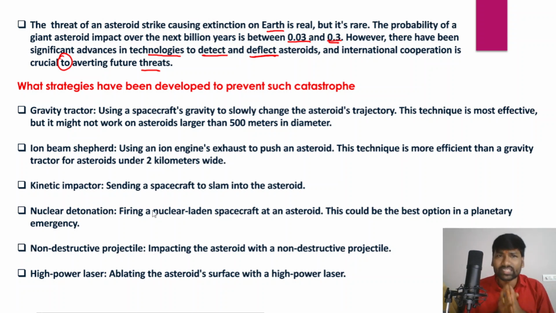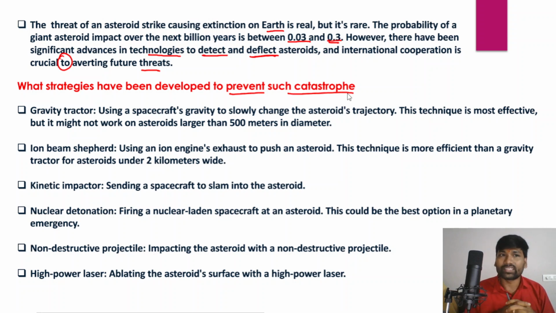Now, what strategies are required? What strategies have been developed to prevent such large-scale catastrophes as of now? There are a number of such strategies that the space organizations of different countries and scientists have been exploring to protect life on this planet, particularly from an asteroid impact.